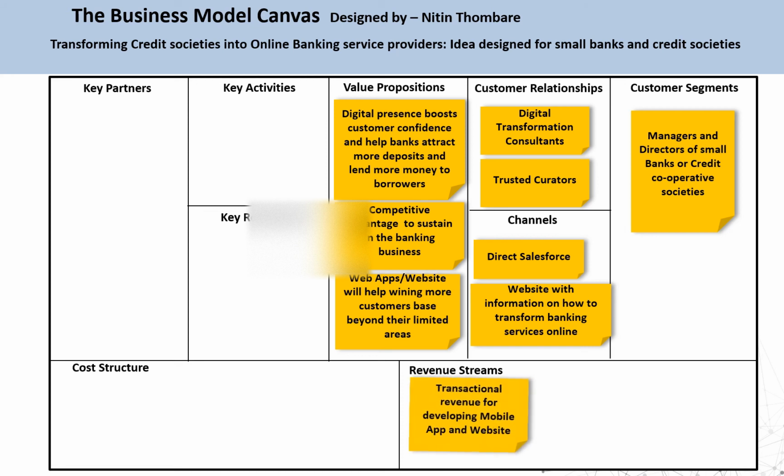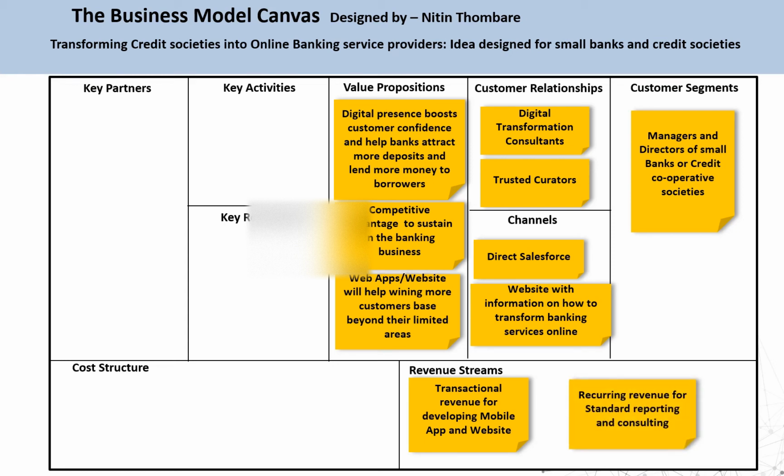Let's talk about the revenue streams. Revenue will be primarily purchase transactions resulting from small banks and credit societies agreeing to develop websites and mobile applications for their customers. Once the platform is ready for their users, analyzing web traffic and continuously changing the site would be recurring revenue streams.